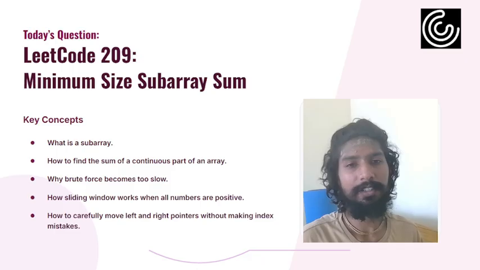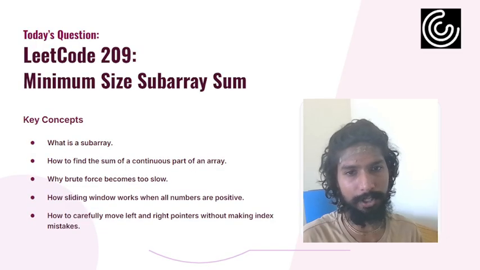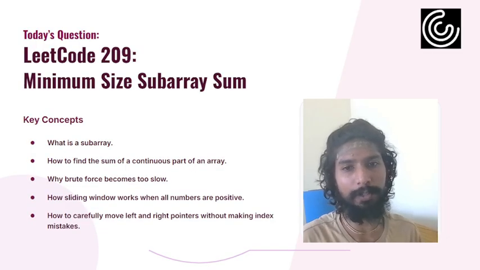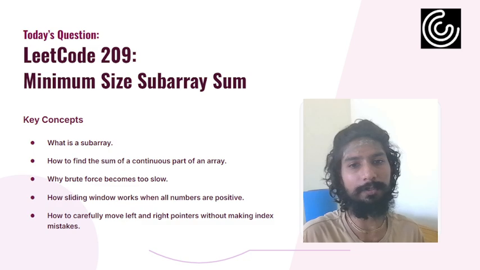First, what is a subarray? Second, how to find the sum of a continuous part of an array. Third, why brute force becomes too slow. Fourth, how sliding window works when all numbers are positive. And fifth, how to carefully move left and right pointers without making index mistakes.